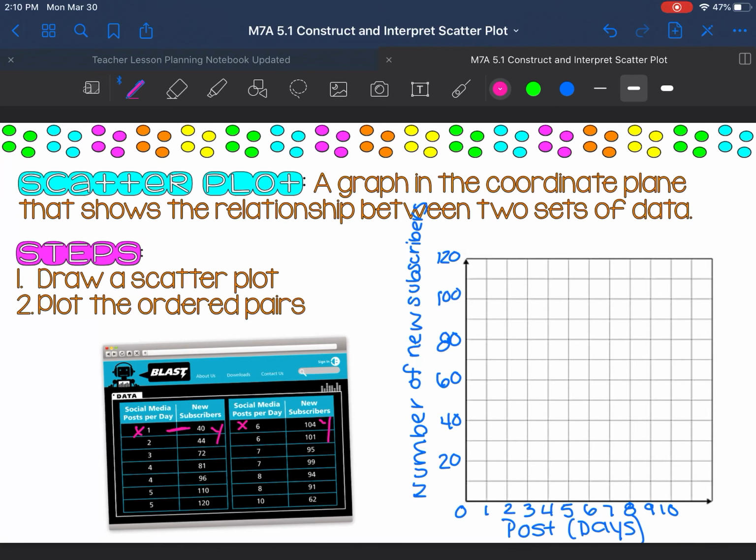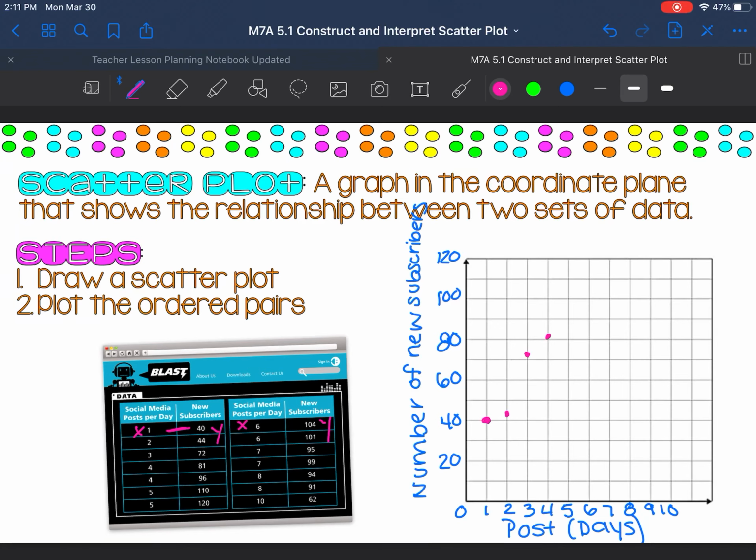So I have 1 to 40, 2 to 44, which we'll say is right about there. Now I have 3 to 72. Remember, this isn't going to be perfect. Just do the best you can. 4 to 81.